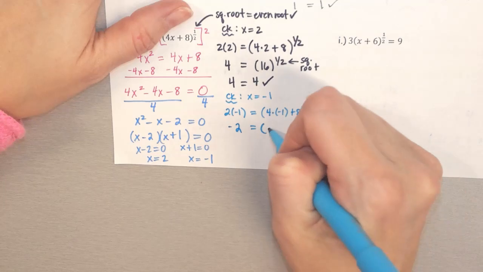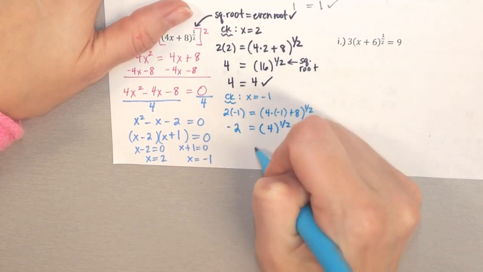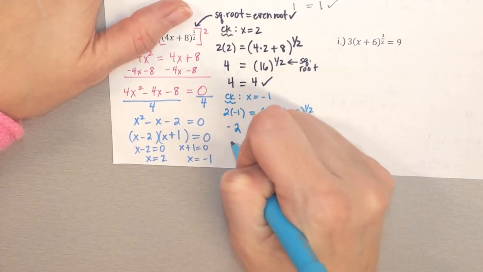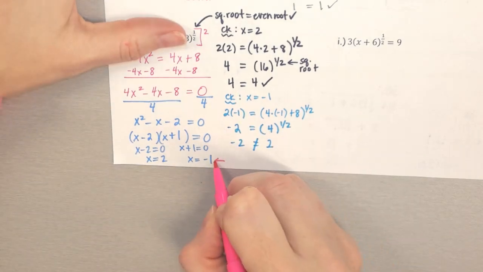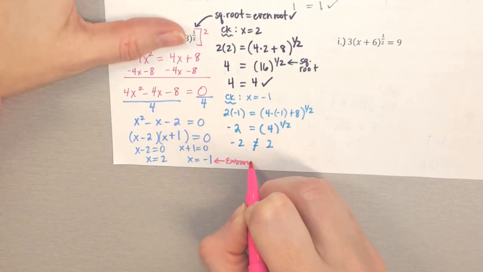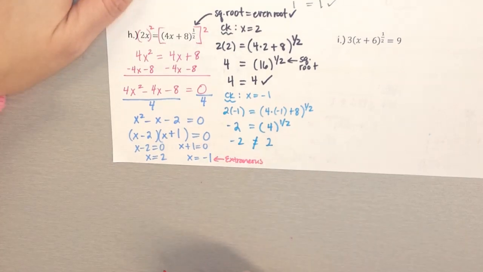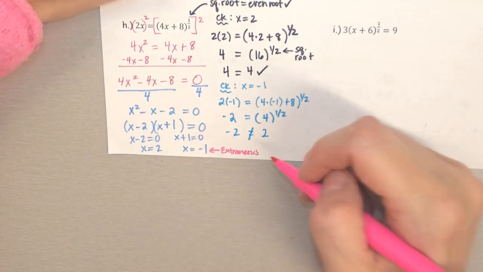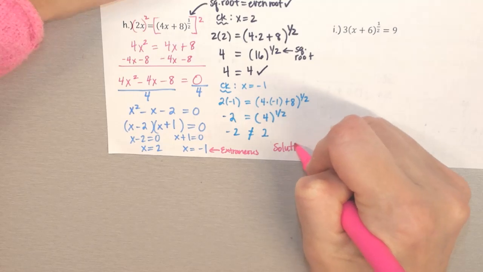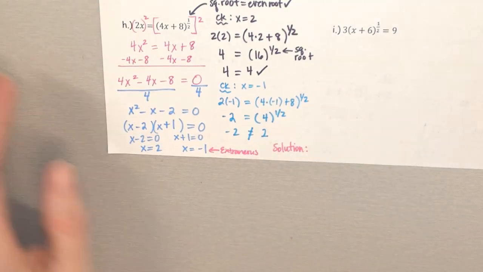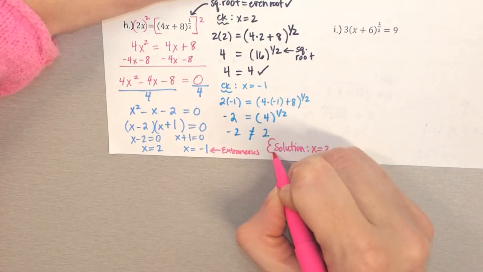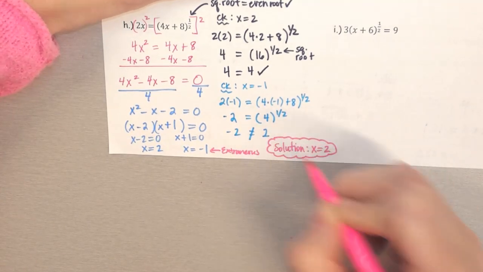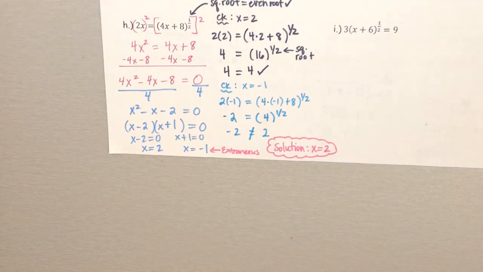Okay, so negative 4 plus 8 is 4. 4 to the 1/2 is the square root of 4, which is 2. Negative 2 does not equal 2. Okay, so that means this is extraneous. No, not for the even ones. Okay, for all of the even roots, you have to write those out. Okay, so the solution is x equals 2 only.